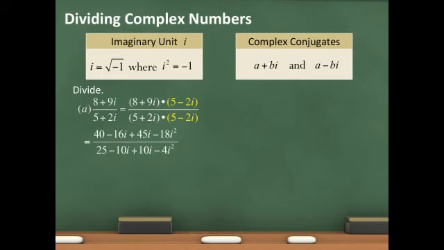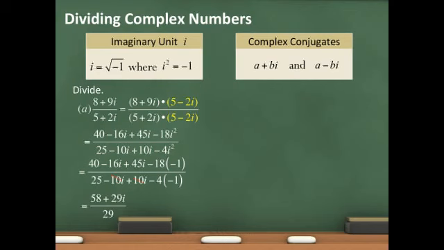We use the distributive property to multiply both the numerator and denominator. Next, we see that we have i squared in two locations, so we replace them with negative 1s and multiply them to the coefficients in front. We can also cancel out the negative 10i and plus 10i in the denominator. Next, we combine the real parts and the imaginary parts. This will give us 58 plus 29i over 29. Notice we can divide 29 into both terms in the numerator. Doing so will give us 2 plus i.